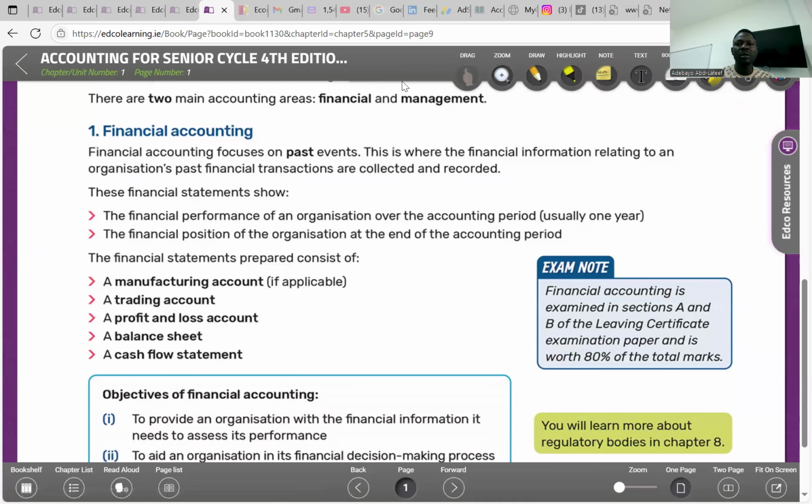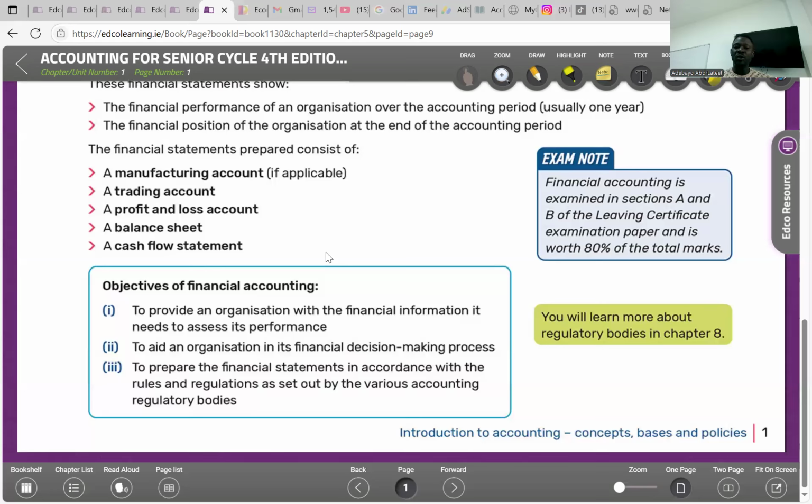So what are the objectives of financial accounting? One, to provide an organization with the financial information it needs to assess its performance. So the first objective of financial accounting, based on the fact that it collects and records past transactions, means a business can use it to measure its performance over the past year.